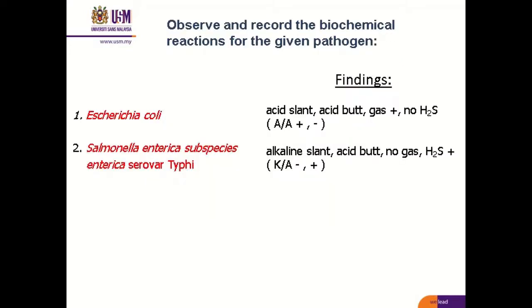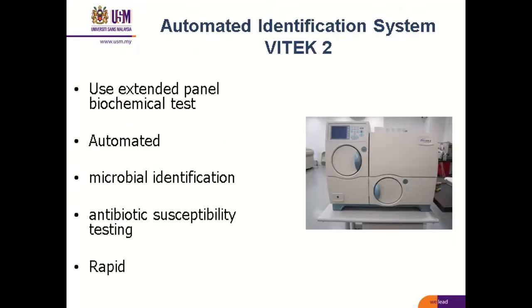So for E. coli, we can observe and record the biochemical reaction when we see the tube. For E. coli, we can see acid slant, acid butt, gas, and no H2S. And for Salmonella typhi, you can see alkaline slant, acid butt, no gas, and H2S present.